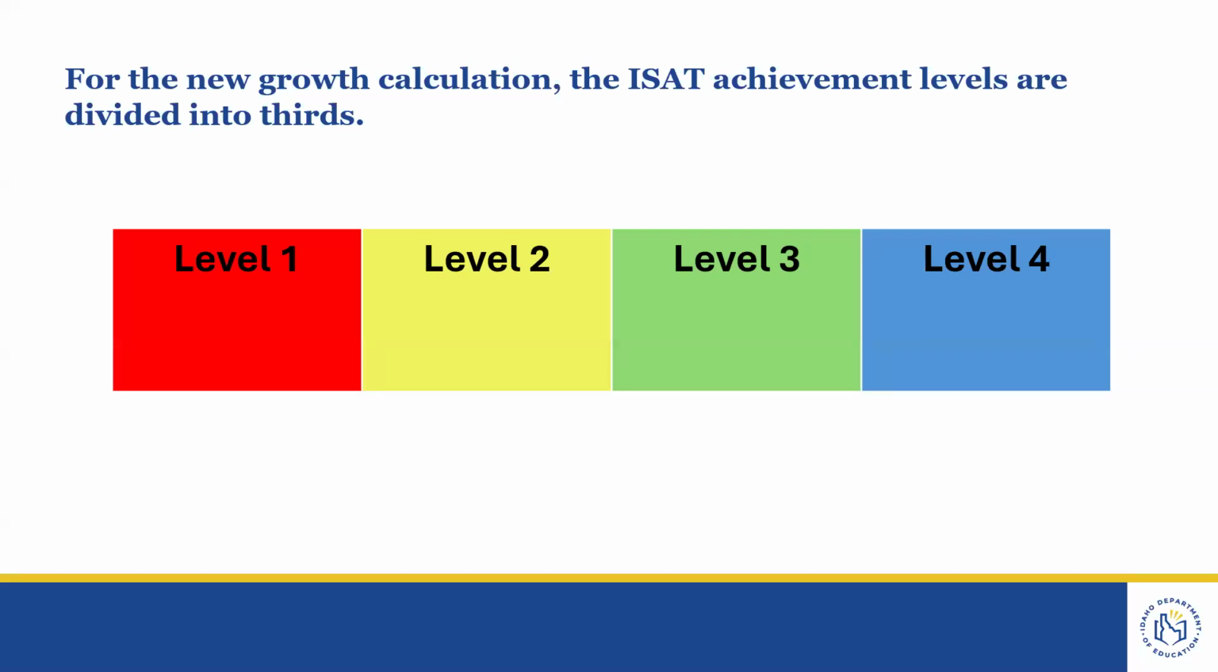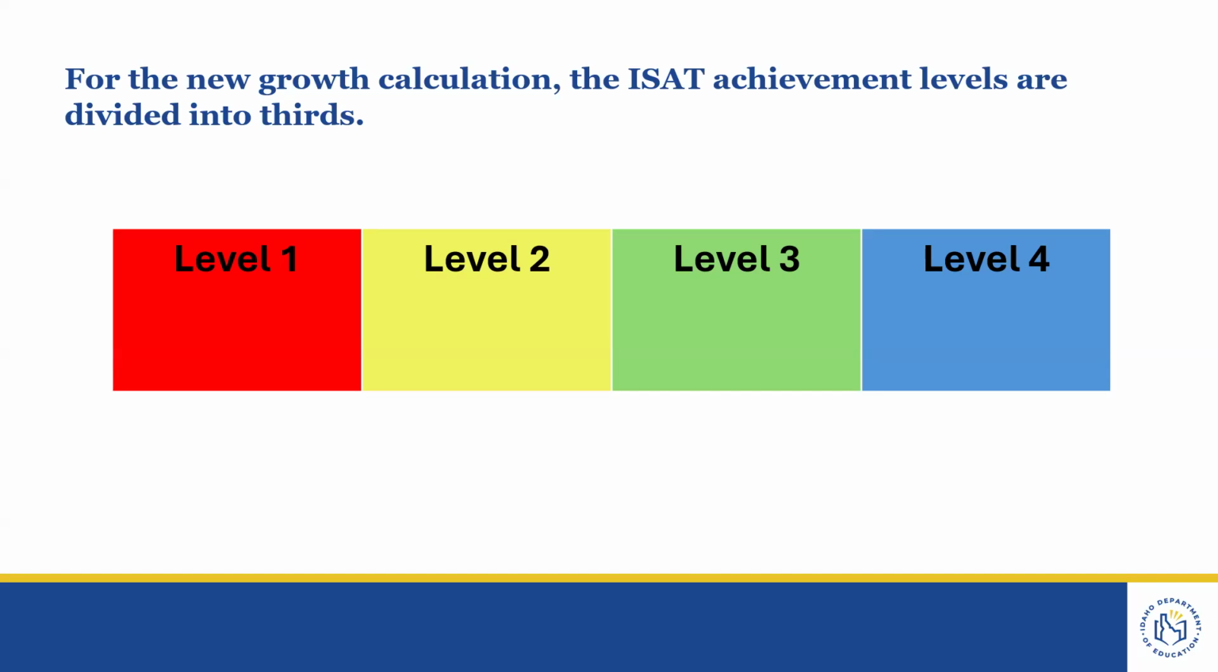When students receive a score on the ISAT, they also receive an achievement level. They can be a 1, below basic, a 2, basic, a 3, proficient, or a 4, advanced. These achievement levels are determined by a specific cut score that is based on progress towards mastery of the Idaho content standards for their specific grade level.